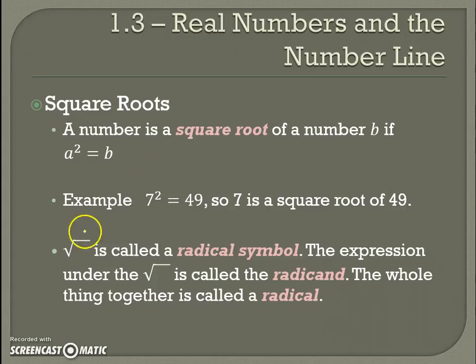This little check mark looking symbol right here is called a radical symbol. The expression under that radical symbol is called a radicand. We're going to do more work with this later in the year, and I will use those vocabulary terms. I'd like you to get in the habit of also using those vocabulary terms. The whole thing together is called a radical. That's not radical like awesome dude. That's just what it's called in math. I have no idea why it's called that, but that is what it's called.